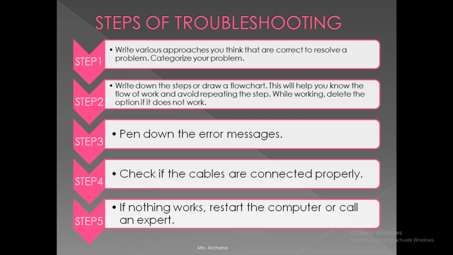Now we are going to discuss the steps of troubleshooting. What are the steps? Step 1. Write various approaches you think that are correct to solve a problem. Categorize them. That means whenever we are getting any problem, first we need to think what are the approaches to solve the problem. Second is write down the steps or draw a flow chart. This will help you know the flow of work and avoid repeating the step. While working, delete the option if it does not work.